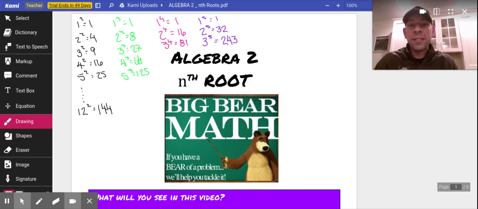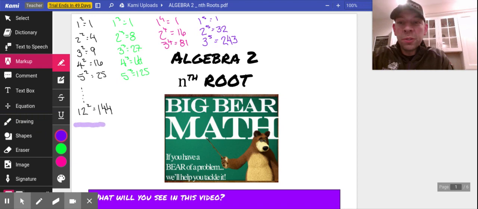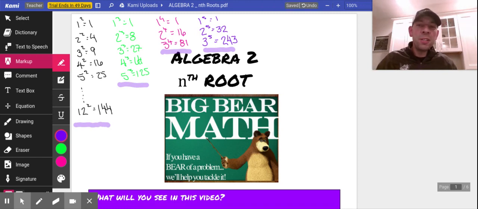Hey guys, today we're going to tackle nth roots, and really the key to being good at nth roots is having a solid list of all the perfect squares, perfect cubes, perfect fourth powers, perfect fifth powers in your head. If you feel good about all these perfect squares, perfect cubes, perfect fourths, perfect fifth powers, then you've really got a solid foundation, and you're going to have a lot of success today.